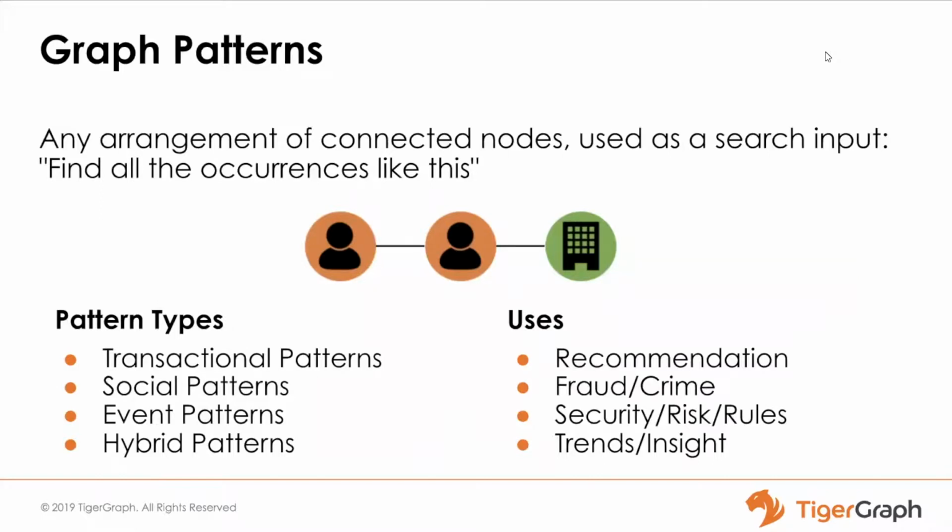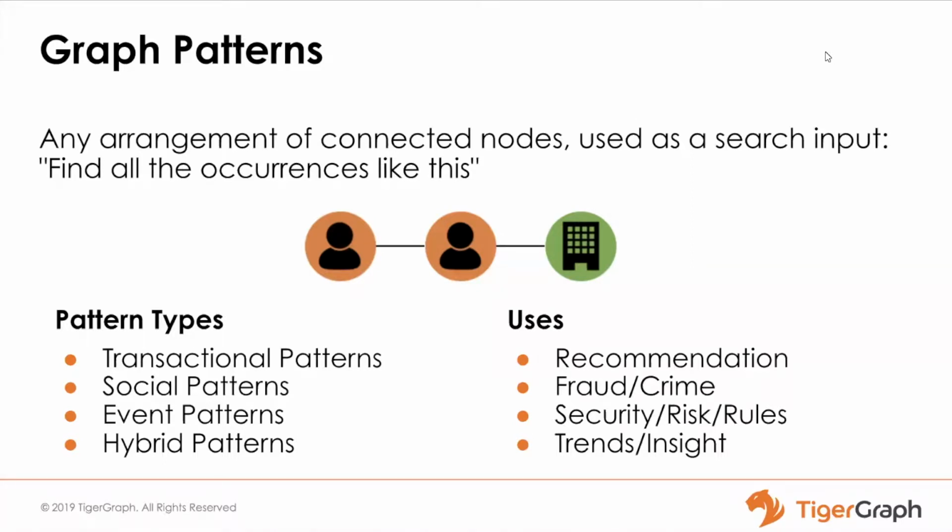Here's just what is a pattern. I'm going to give my definition, and then Ming-Chi will give a more formal definition. But I'm saying it's just any arrangement of connected nodes which you use as a search input. So for example, if I have these three nodes connected in a line like this, a person connected to another person connected to a company, say I want to find all the occurrences of this. I didn't say what types of connections they are. That's probably relevant to narrow down the results. So you probably want to specify what types of relationships. It could be person is related to person who works for this company.